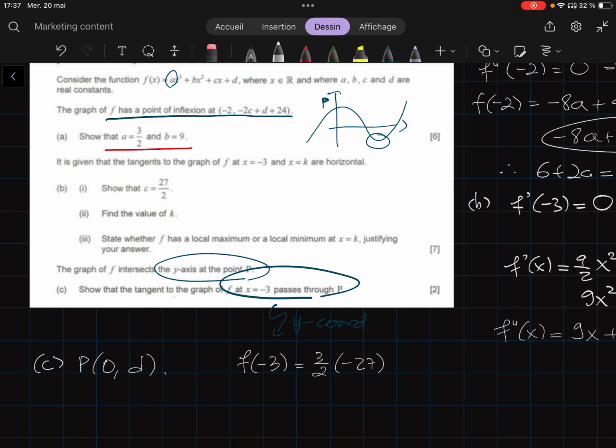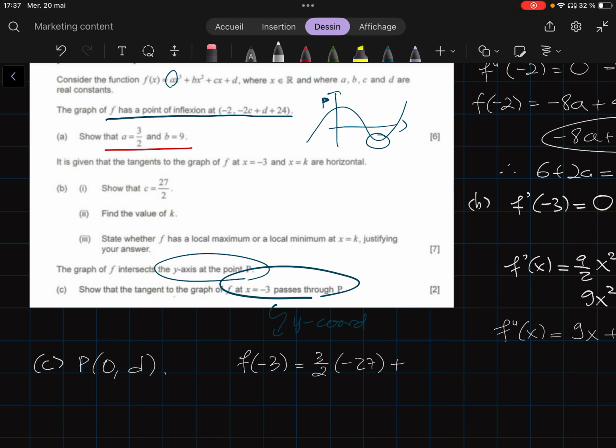I really don't like how this question is too heavy on algebraic manipulation.